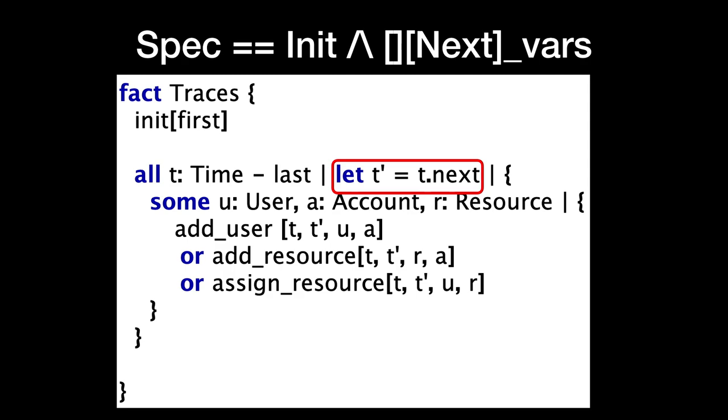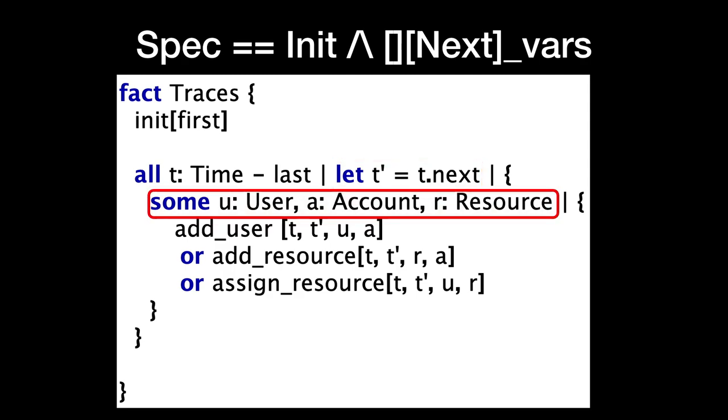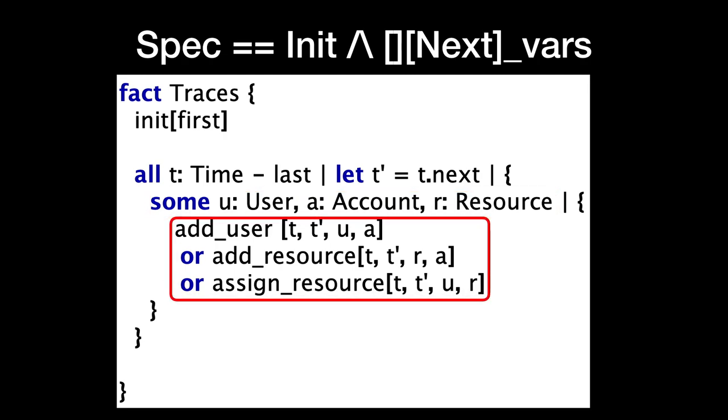And prime isn't reserved in Alloy like it is in TLA+, so people just tend to use it exactly like you do in Alloy. So let t prime be the point in time that comes after t. There exists a u in user, a in account, r in resource, such that the add user operation, and I haven't shown you the operation yet, but such that the add user operation is true between those two points for the user and account, or add resource is true between those two points, or assign resource is true.